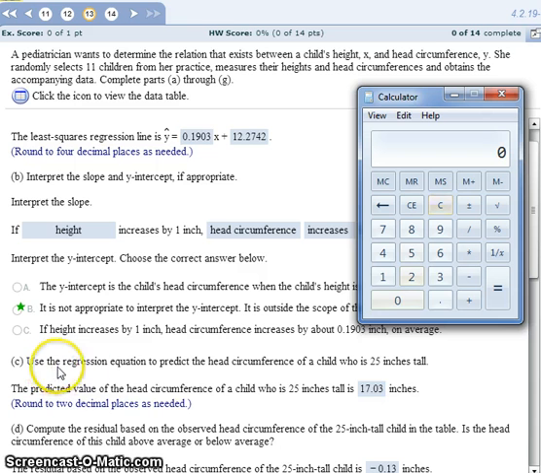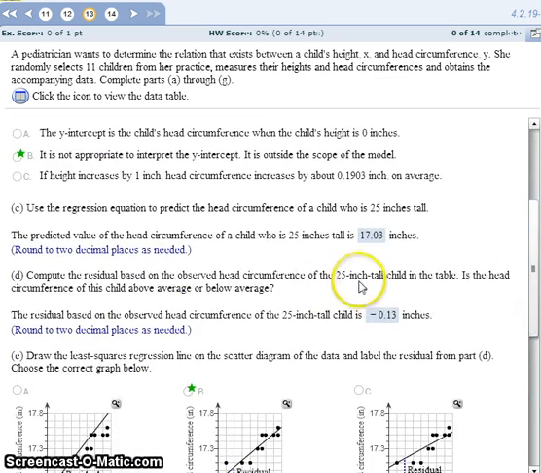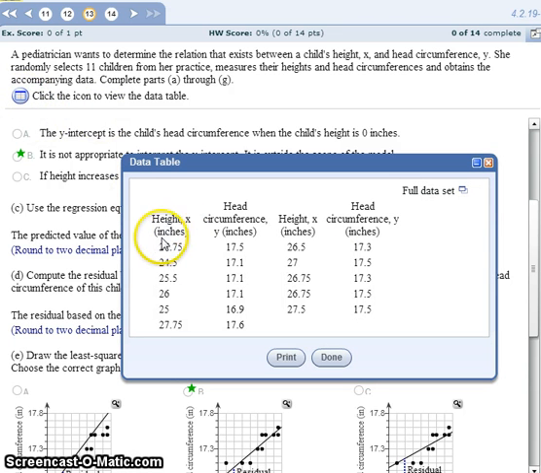The next part wants us to use the equation to predict the head circumference for a child who's 25 inches tall. Just plug a 25 into our equation and we'll get our prediction. So that's our predicted head circumference for someone who's 25 inches tall. And then let's look at our child who actually was 25 inches tall in our study. So 25 inches tall, their head circumference was 16.9.